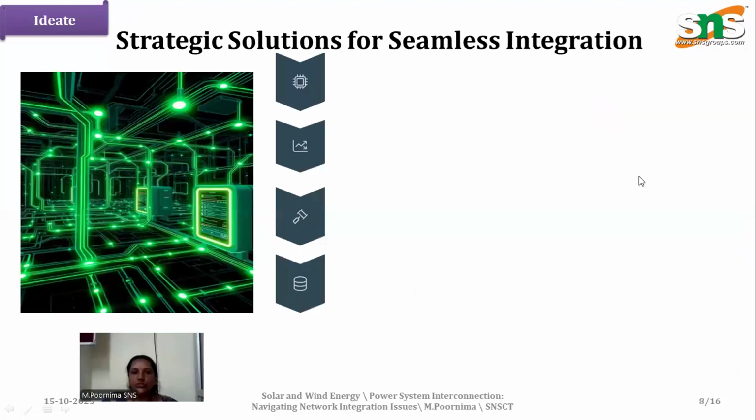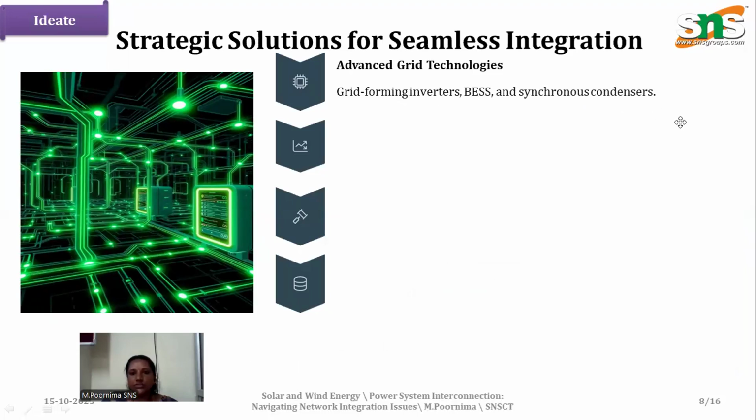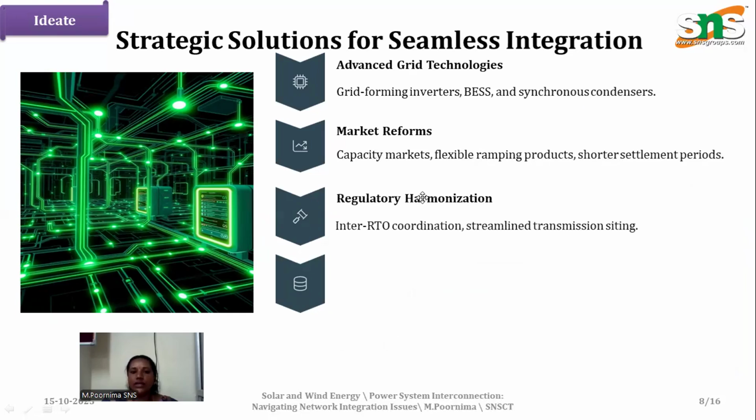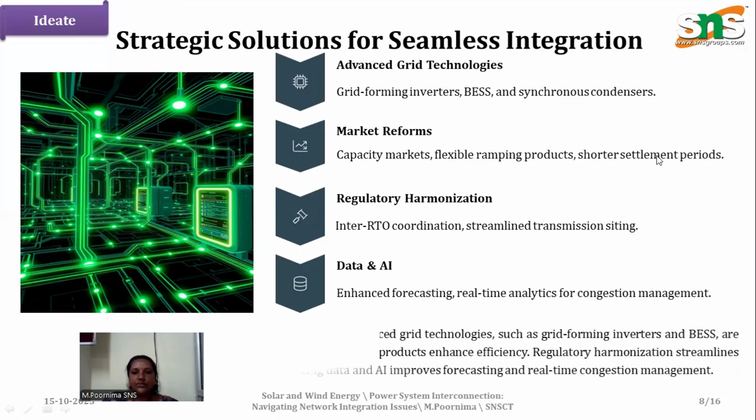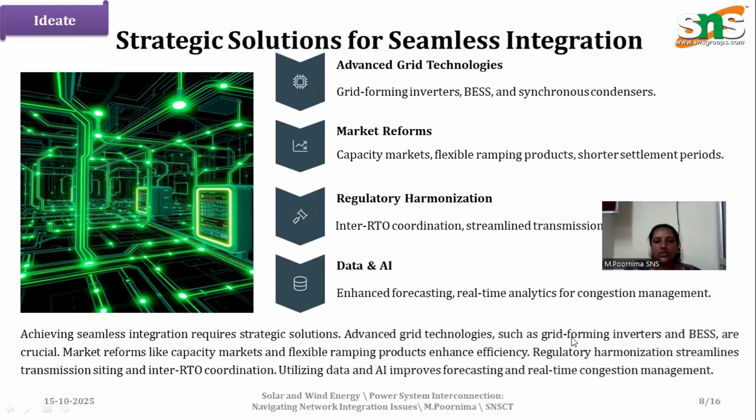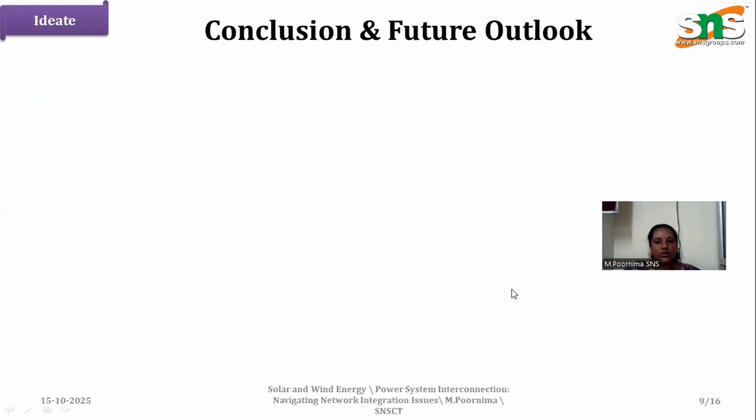Here come the solutions. We have advanced grid technology using battery energy management systems, market reforms, regulatory harmonization, and data with AI. These are some of the solutions we have seen. These strategic solutions with advanced grid technologies, battery management systems, and RTOs, utilizing data and AI, are important and focus on real-time operations.